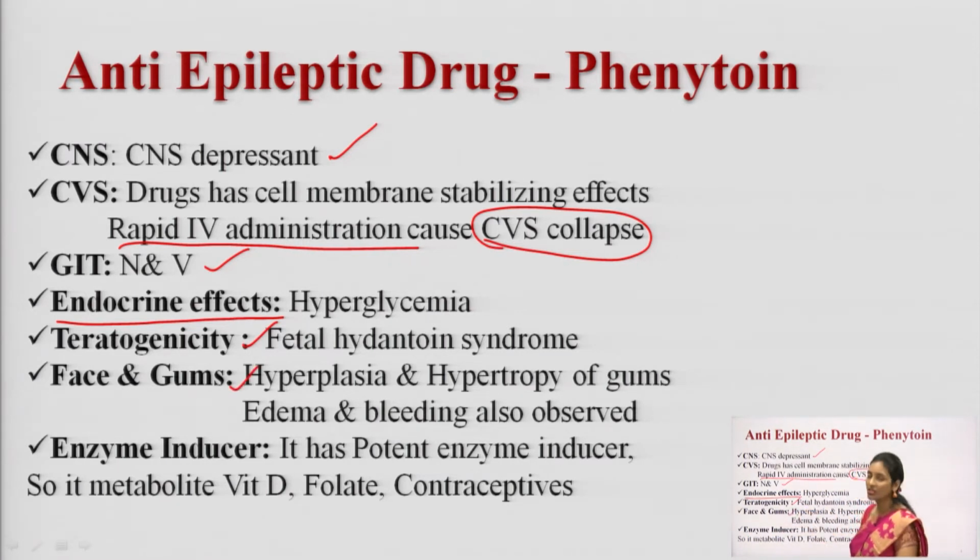Face and gums: what is the action of anti-epileptic drugs on the face and gums? They can cause hyperplasia and hypertrophy. You can see bleeding of the gums and the mouth. These are the basic things you can see on the face and gums. And next, enzyme inducers. Yes, an anti-epileptic drug like phenytoin is a very potent enzyme inducer.